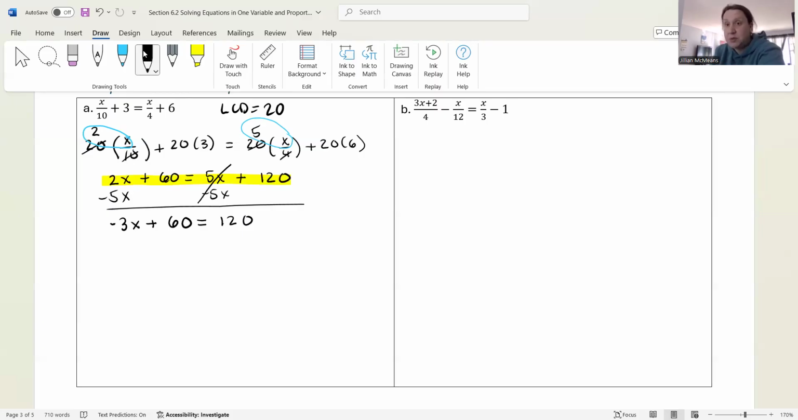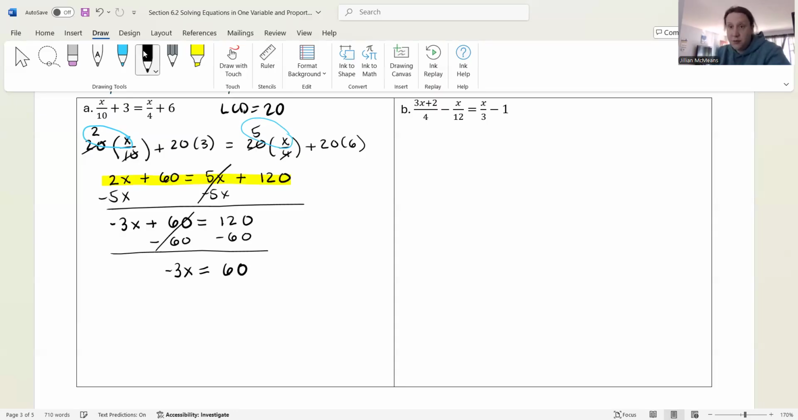So now my issue is plus 60. How would I undo or move plus 60? Well, I would subtract it. So I want to subtract 60 from both sides of the equation. On the left, 60 minus 60 is 0, so we would kind of get lazy and just say, hey, the 60s cancel. And then negative 3x plus that 0 is just negative 3x. And then on the right, 120 minus 60 is positive 60.